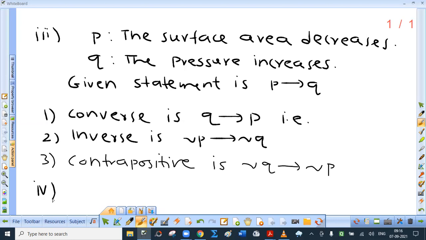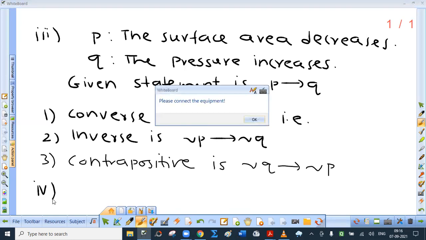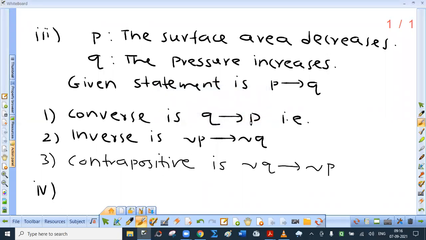So given statement is P implies Q. What will be converse? Q implies P. That is, if current decreases, then voltage increases. Okay. What is inverse? Not P implies not Q. That is, if voltage does not increase, then current does not decrease. And finally, what is contrapositive? It is not Q implies not P. That is, if current does not decrease, then voltage does not increase.